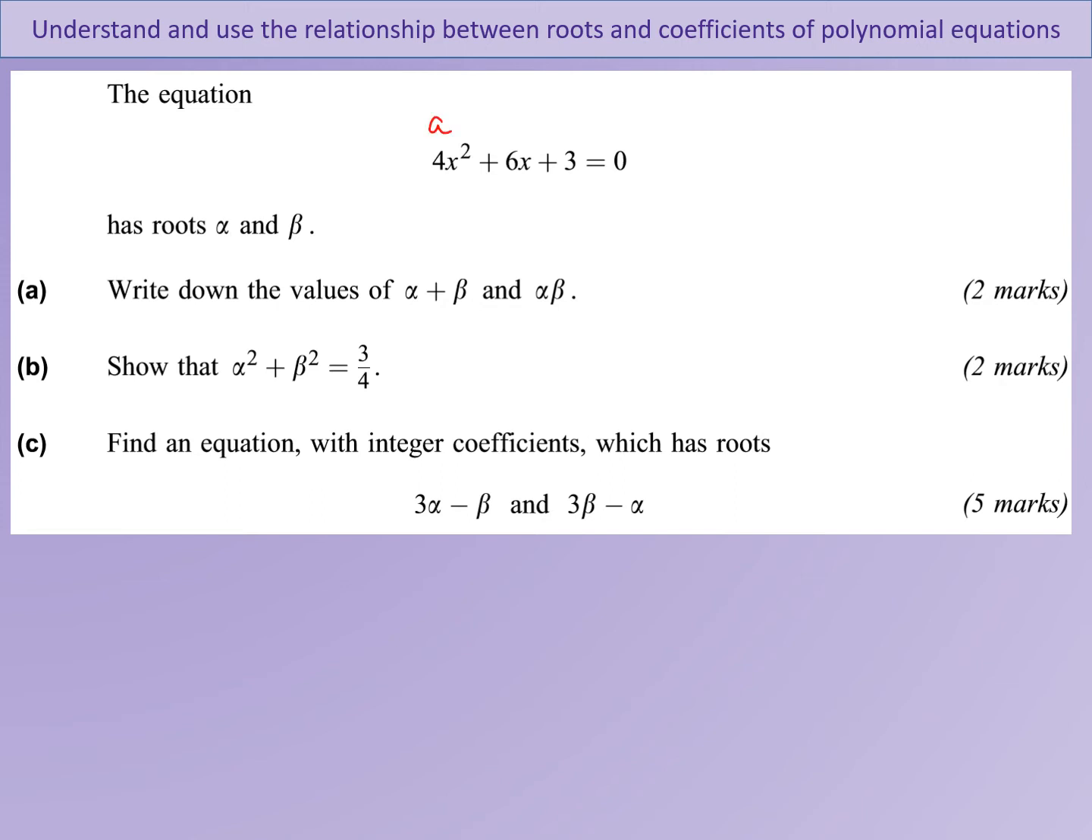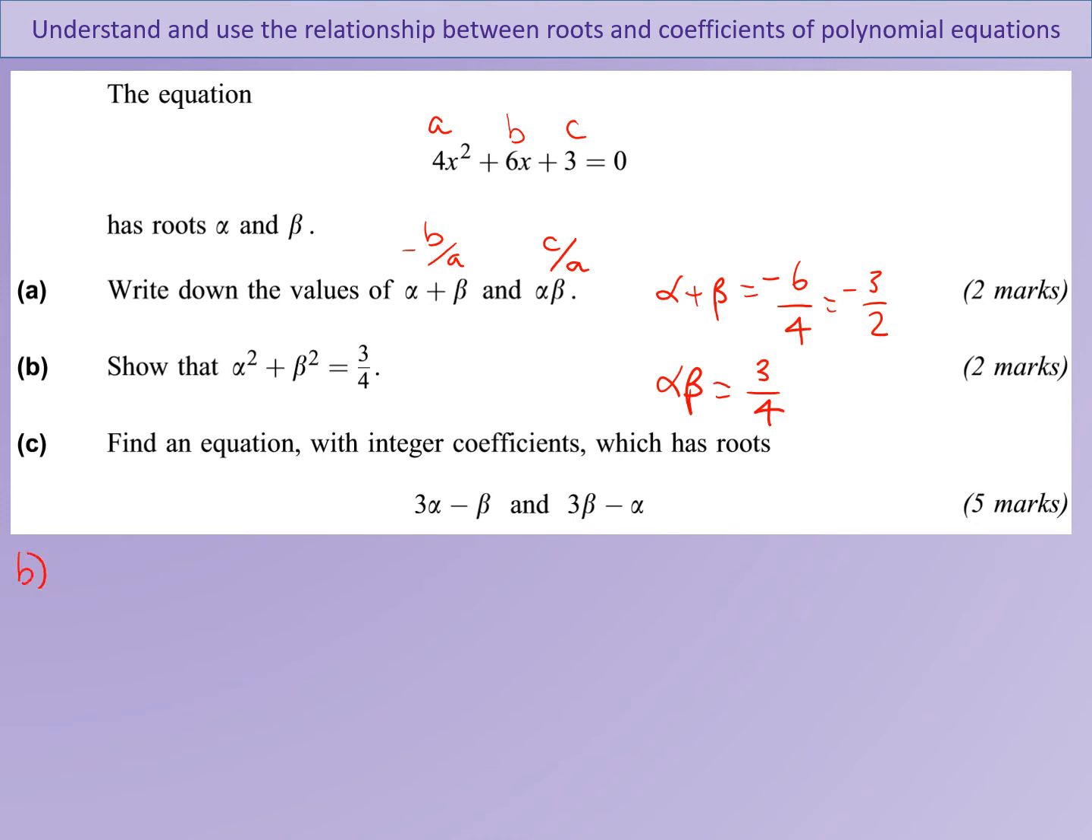We have the coefficients A, B and C, so that's 4, 6 and 3. And for part A we need the sum of the roots, which is minus B over A, and the product of the roots is C over A, so alpha plus beta will be equal to minus 6 over 4, which is minus 3 over 2. And alpha beta, C over A, is 3 over 4.